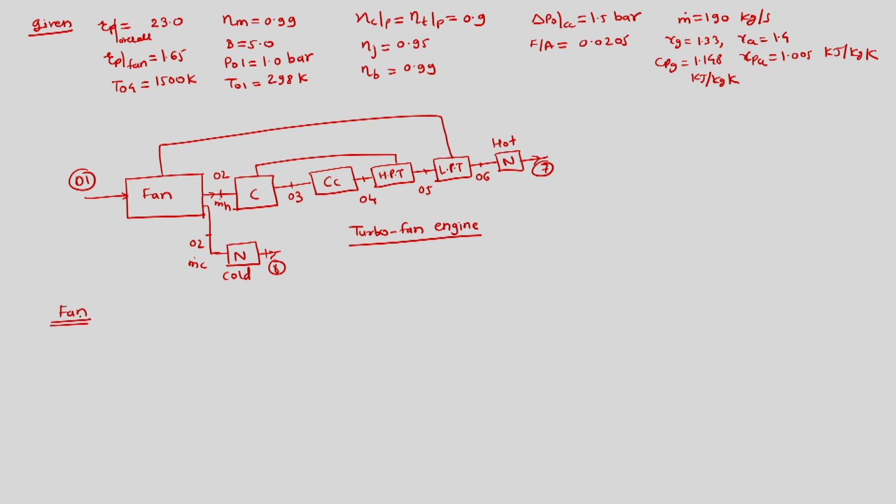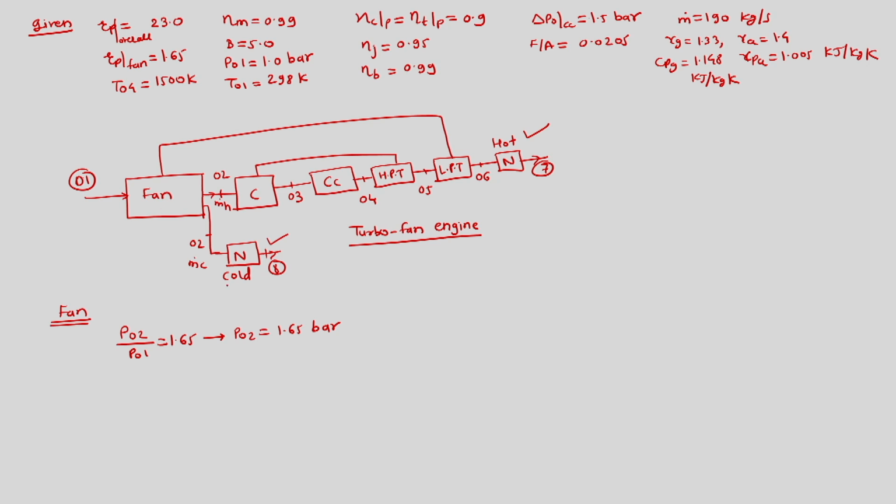Again, here as well we have to find the specific fuel consumption. For that we need to find the thrust. Thrust needs to be found from the cold nozzle and hot nozzle. We have to add them and then find the specific fuel consumption. So we know the fan pressure ratio P02 upon P01 is 1.65. So P02 is 1.65 bar, since P01 is 1 bar.